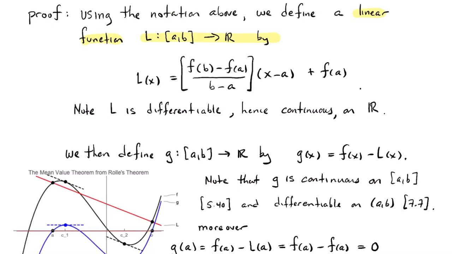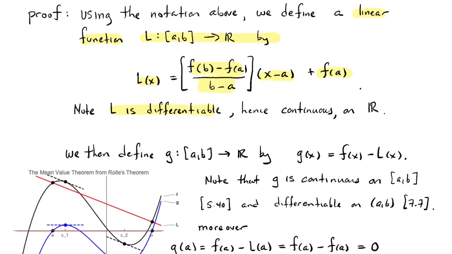Okay, so the slope of this linear function is f of b minus f of a over b minus a. And then I'm just putting it so that it goes through the point a comma f of a. So you can kind of recognize the formula for this L of x. This is the slope times the change in x plus the y coordinate, the point-slope form of a line. That's a linear function and hence differentiable. We proved that every linear function on the real line is differentiable.